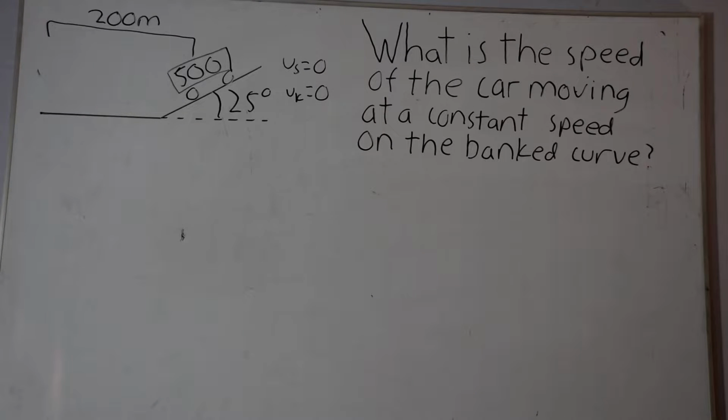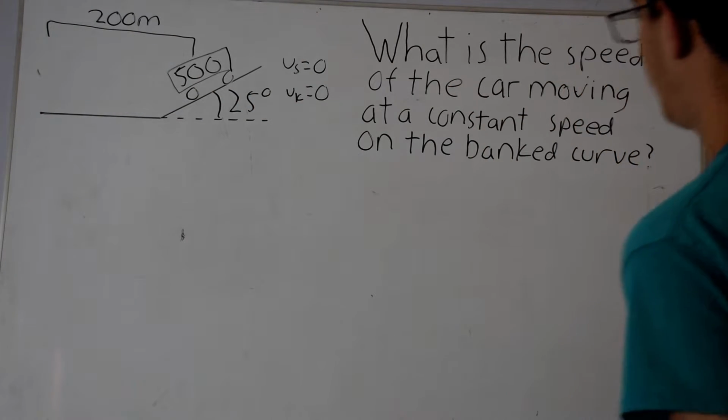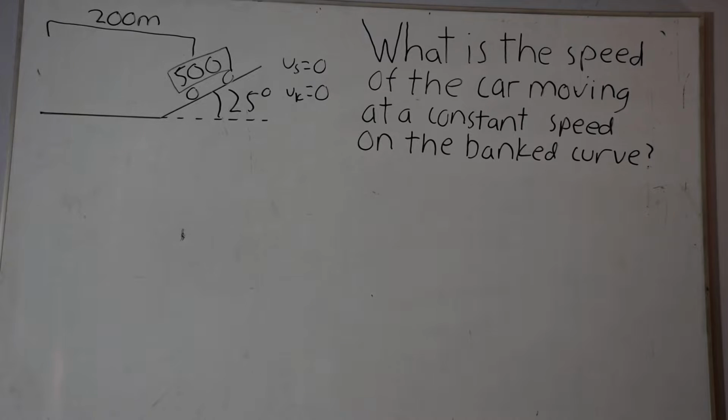Today we're going to be doing a classic banked curve question where a car is driving on a frictionless banked curve, and you can just imagine the car driving into the page and going around in a circle. And we're given that the car is going to be moving at a constant speed, and we're asked at what speed it is going to be driving around the banked curve. So go ahead and try to solve this for yourself and then come back when you've finished.